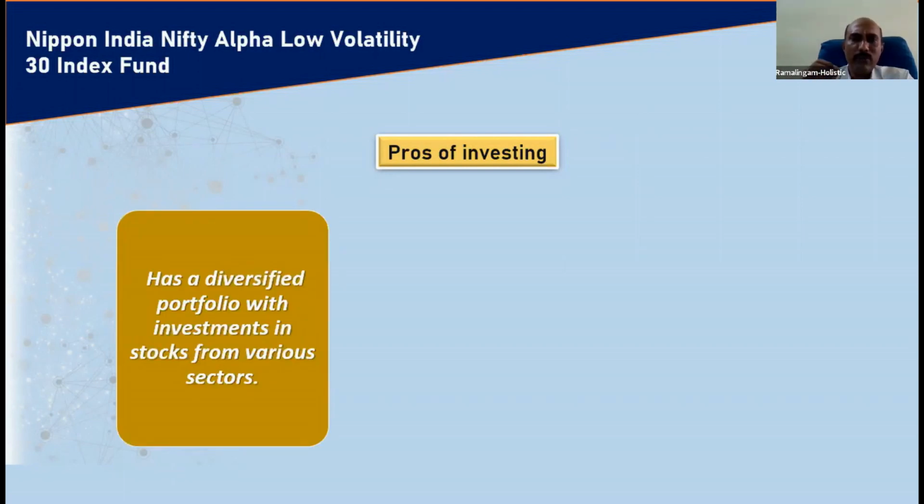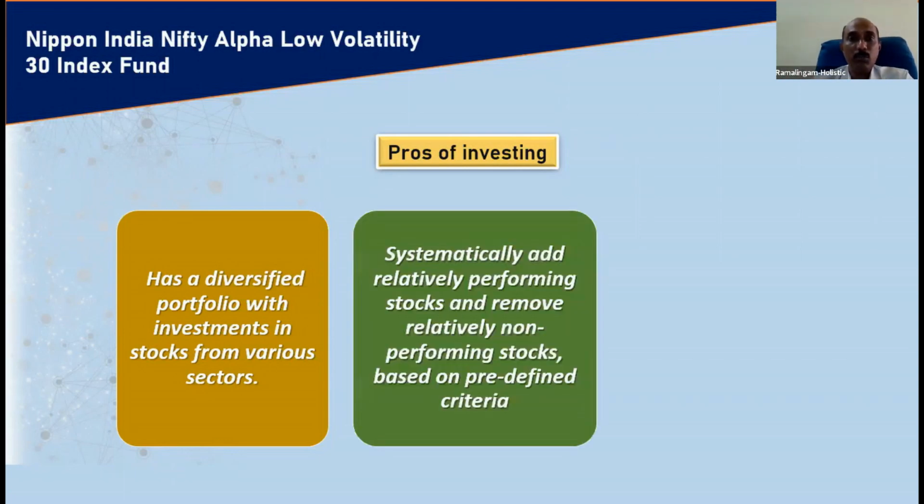This fund has got a well-diversified portfolio. Again, individual stock-wise, the cap is 5%, and also sector-wise, they are able to diversify across multiple sectors. So this has got enough diversification in the portfolio. Based on a few observable data for alpha as well as low volatility, systematically this fund can add performing stocks and remove underperforming stocks based on the predefined criteria without human intervention.